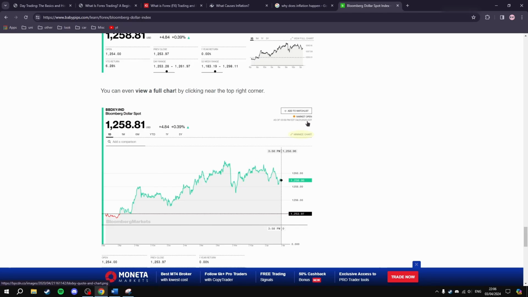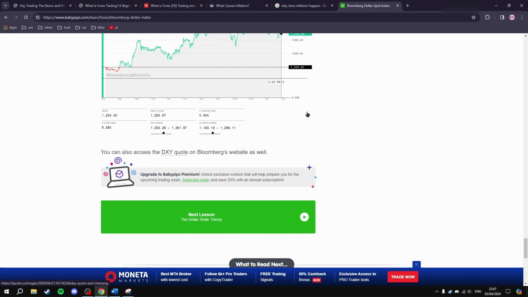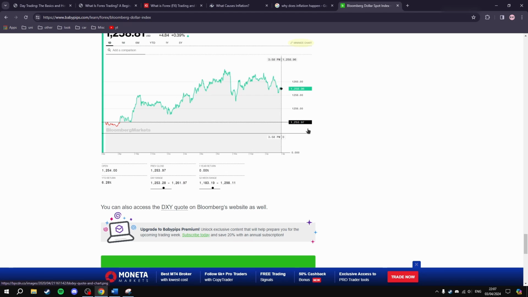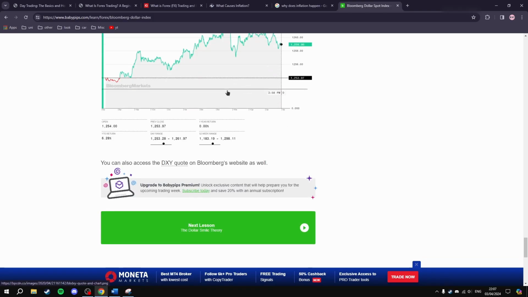As of 2020, you can also access the DXY quote on Bloomberg's website as well. What's the difference between the paid one and the free one?